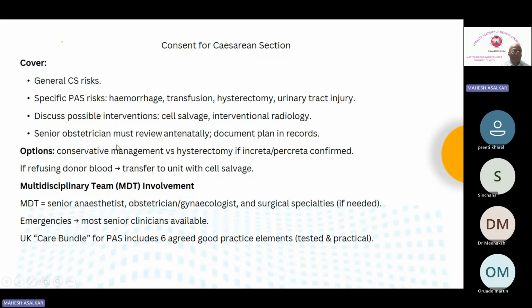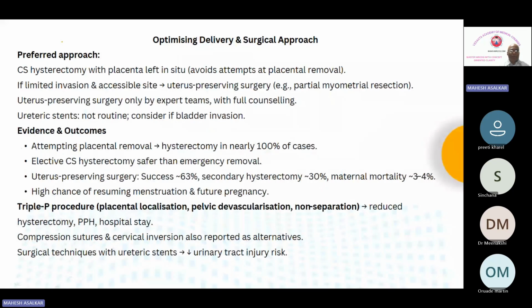Now, conservative management is preferred wherever indicated. Multidisciplinary team involvement always. Now, optimizing delivery and surgical approach. The preferred approach is a cesarean section with hysterectomy, cesarean hysterectomy with placenta left in situ. That is the preferred approach. Always avoid attempts at placental removal. If you attempt placental removal, there are 100% chances of hemorrhage, and no doubt there will be hysterectomy ultimately. So don't remove the placenta. Go ahead with the hysterectomy with placenta left in situ.